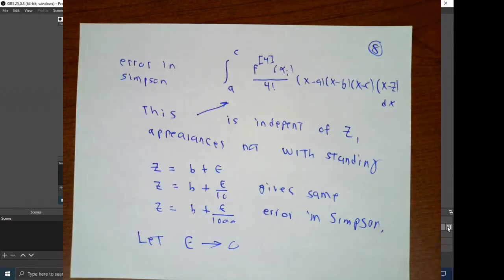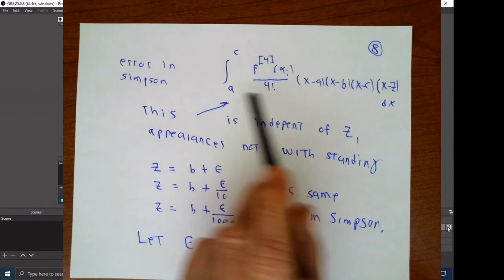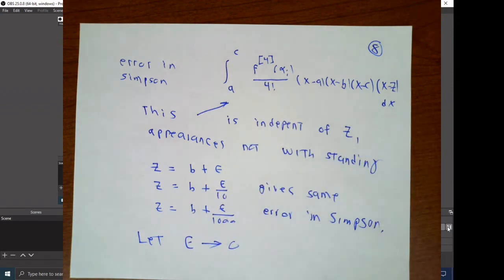The error in Simpson's rule plus this extra point is given by this integral. Despite appearances, this does not depend on the value of z. We've just convinced ourselves of that. I'd like to calculate this integral, which doesn't depend on the value of z, but there's something in the way.